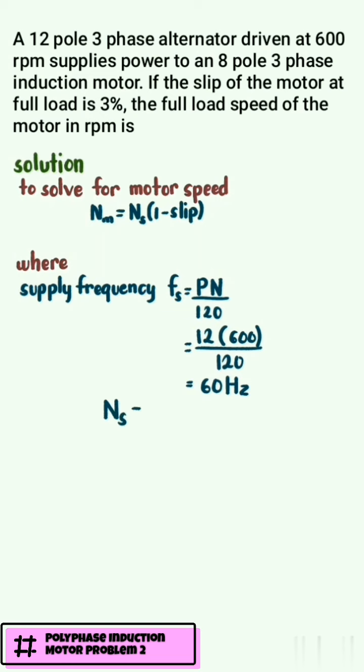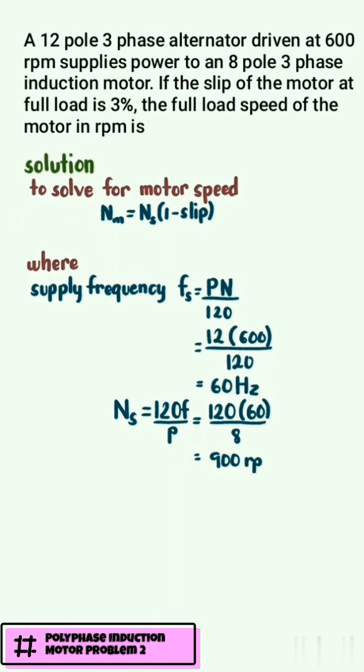Then the slip speed is equals to 120 times frequency all over P, equals 120 times 60 Hz all over 8. That would be equals to 900 RPM. So now the formula Nm equals Ns times 1 minus slip.